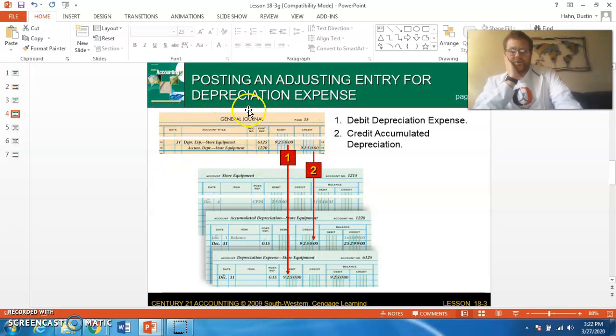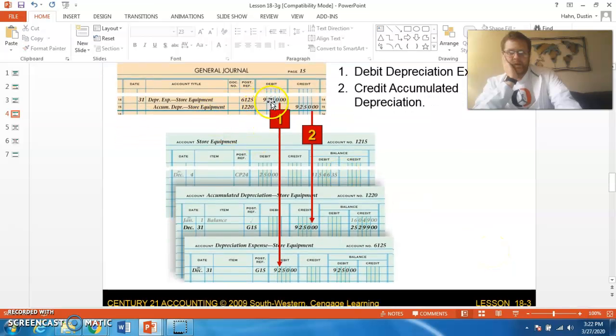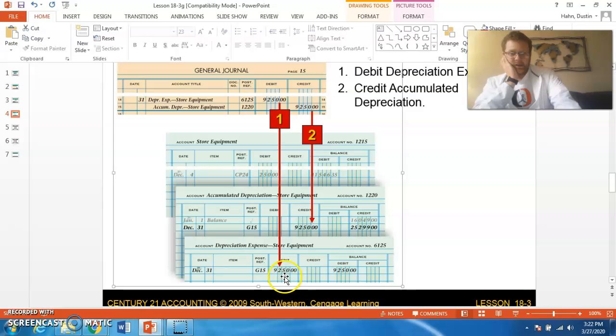Going from your general journal to posting. Here's your depreciation expense store equipment. Depreciation expense store equipment. Let me zoom in a little bit. That's your $9,250. General 15. Happened on the 31st. $9,250. So that's your balance right there. Your accumulated depreciation store equipment right there.